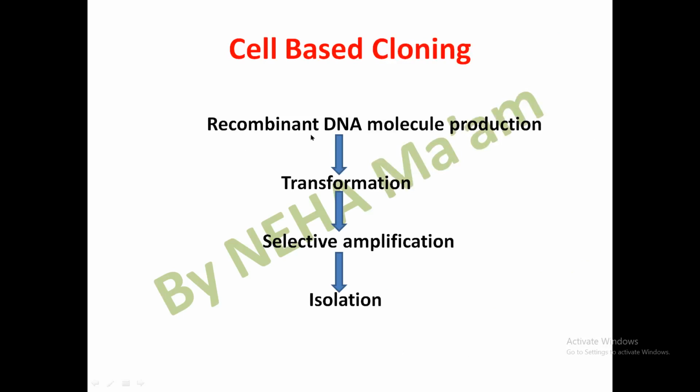So once the recombinant DNA molecule has been produced, it is transformed into the host. Transformation is basically done into the E. coli bacteria or any other known organism such as yeast. After transformation, we are basically concerned about the selective amplification of the recombinant DNA molecule. After the amplification of the recombinant DNA, we are going to isolate that DNA and then transfer that recombinant DNA to the desirable organism. So this process requires a cell for transformation. So this process is known as cell-based cloning.